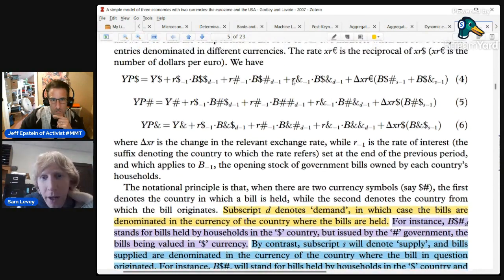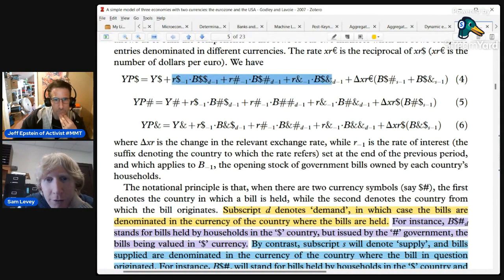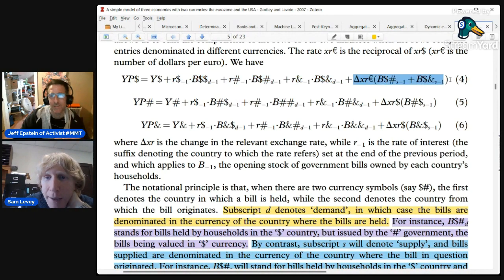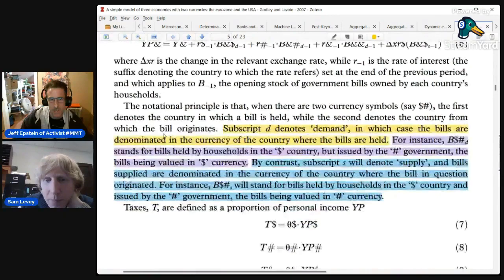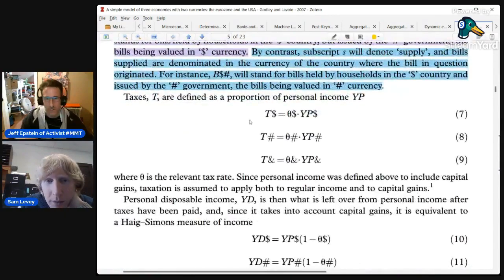Okay. Yeah. So these three equations, then you hit it on the head. There's your income from producing stuff. There's your income from earning interest. And here's your income as a result of capital gains. Yep. Got it. And that's just, there's one for each country. Got it. All right.